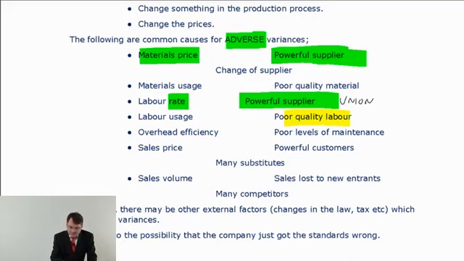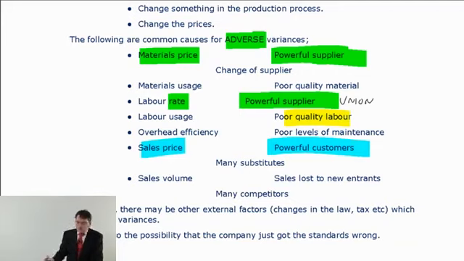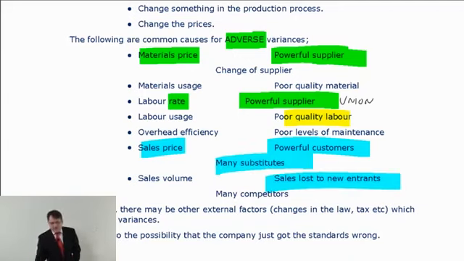Sales price variance. I'm picking these at random. So sales price variance, powerful customers. Remember, materials price is your supplier. Sales price is your customer. So powerful customers. Now you notice, with the exception of the poor quality labour, the yellow one I've got there, the green ones and the blue ones, I've also got sales volume and sales price there. That's basically Porter's Five Forces. So if variances are tested, they may well be linked to Porter's Five Forces.